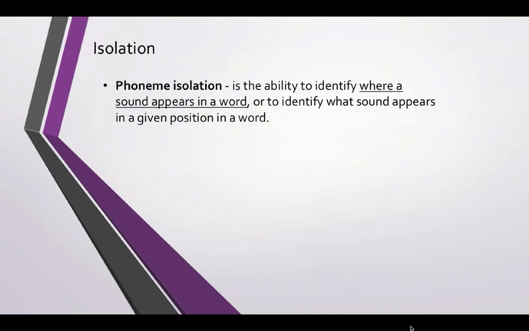So phoneme isolation is the ability to identify where a sound appears in a word, or to identify what sound appears in a given position. So being able to do this is higher up on the ability, but again, it could be done with younger children, 4, 5, 6 years old would be able to do this.